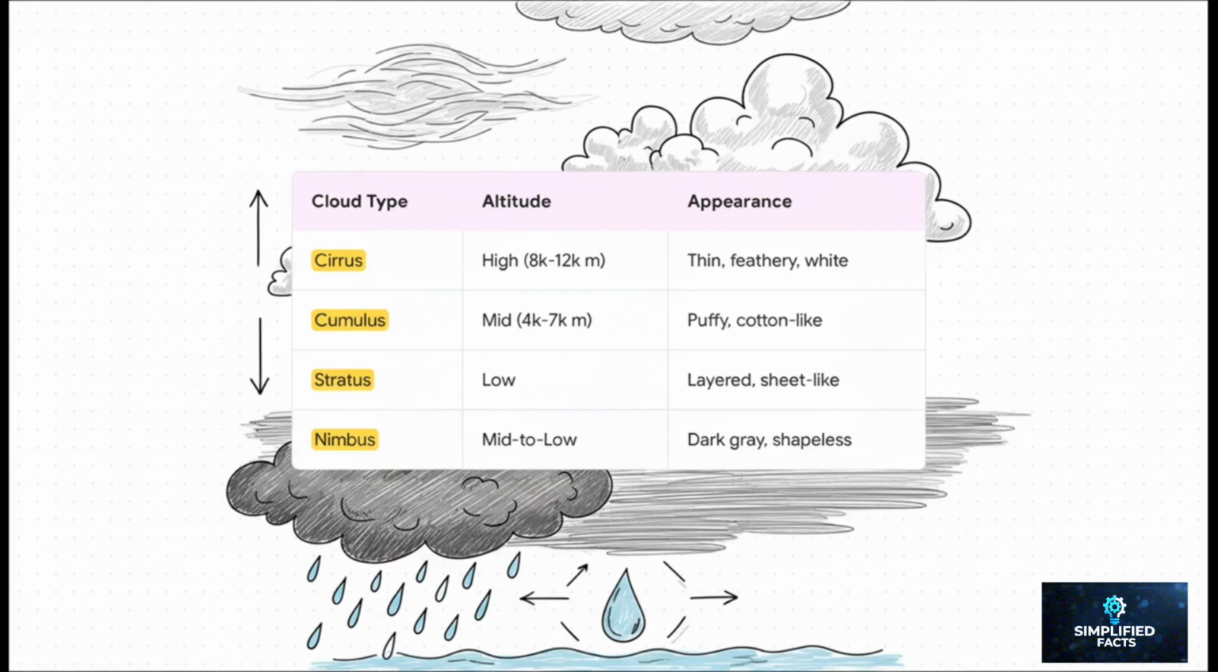Way, way up high, you get the thin, wispy cirrus clouds, which are actually made of tiny ice crystals. In the middle altitudes, you have the classic puffy cumulus clouds, the cotton ball ones you see on a nice day. Lower down, stratus clouds form in big, gray sheets that can cover the whole sky. And then you have the nimbus clouds. Their name literally means rain in Latin, and they are the dark, heavy, shapeless clouds that mean business.